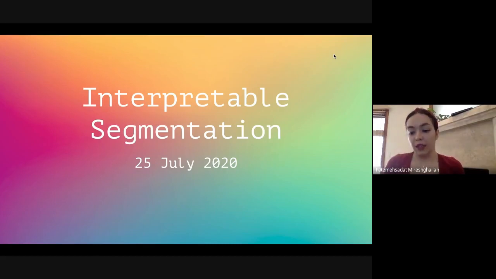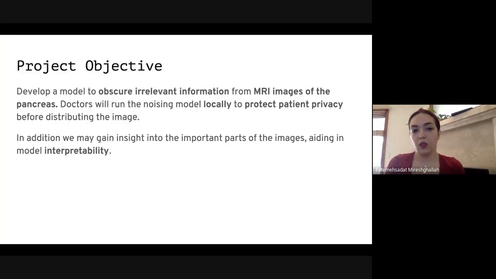So the second project is on interpretable segmentation. What do we mean by that? In medical imaging, segmentation is a problem, right? Our goal is twofold. We want to be able to see how the segmentation model is actually making its decision. We're focusing on pancreas segmentation, so which part of the image is the pancreas? We want to figure that out.